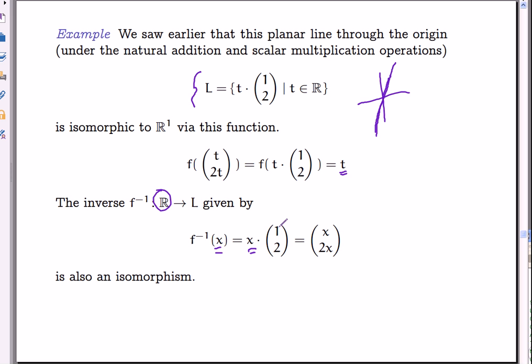Okay. Clearly, this inverse mapping is the inverse of this mapping, because if I take F of (t, 2t), I get t, and if I take F inverse of t, I'm going to get (t, 2t) back again. And the lemma that we just showed establishes that F inverse is also an isomorphism. So we have an isomorphism. F inverse goes from R to L.